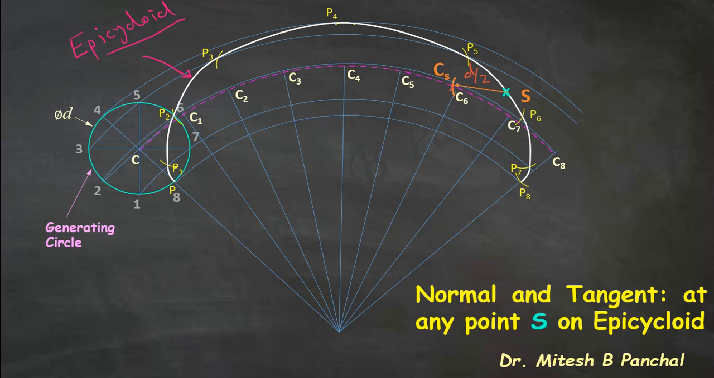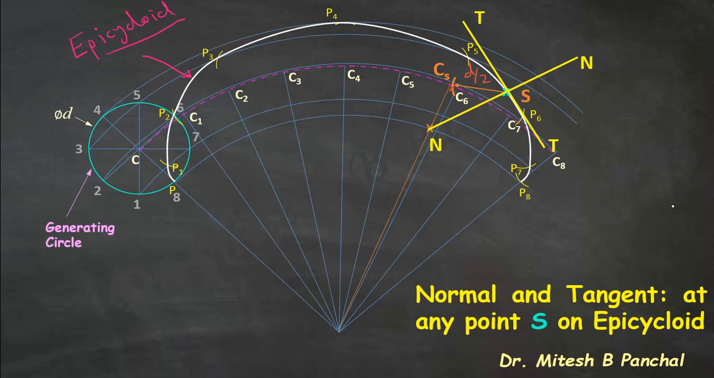Now from this point CS, draw a radial line, which is passing through the center of the directing circle, and we can obtain the point N on the portion of the directing circle. Now draw a line passing through N and S, that will be the normal NN, and we know that the tangent is nothing but the line perpendicular to the normal and passing through point S. So from point S, draw another line perpendicular to normal NN, that will give you the tangent, that is TT.